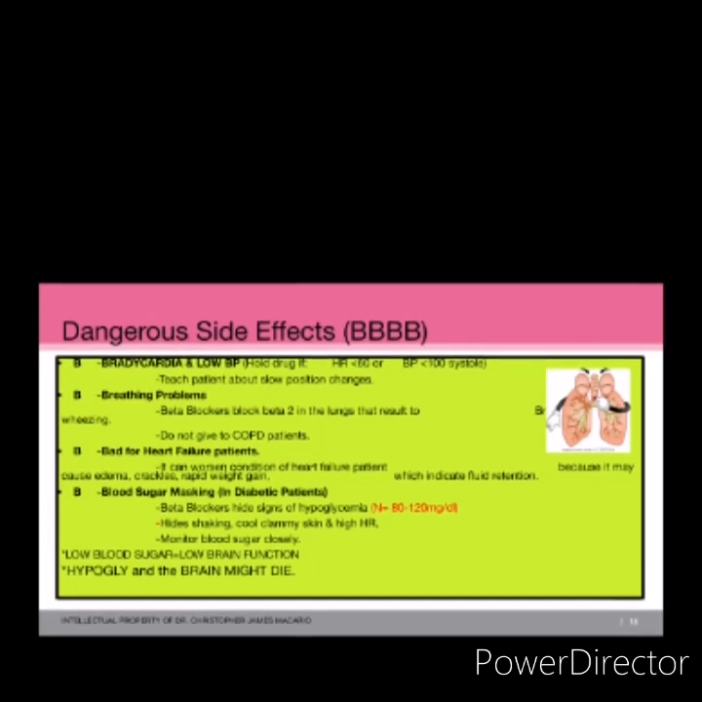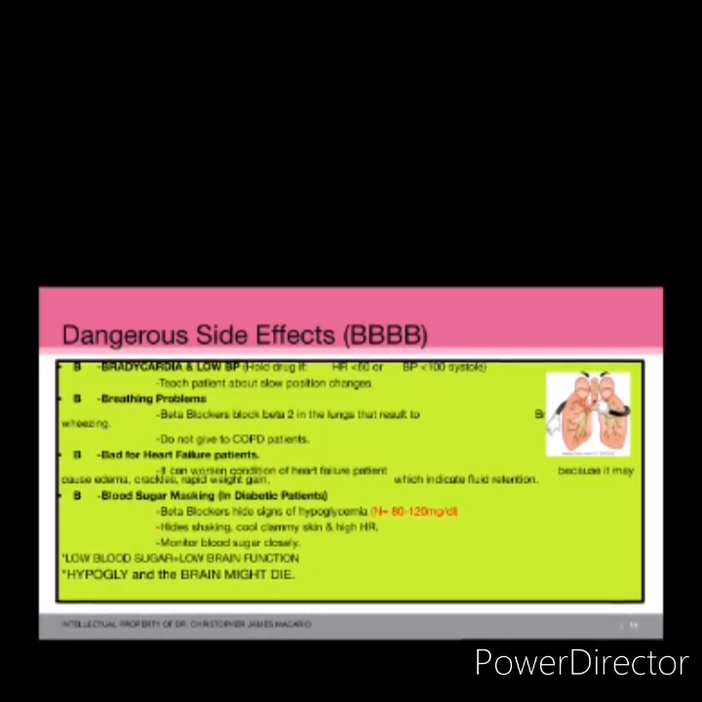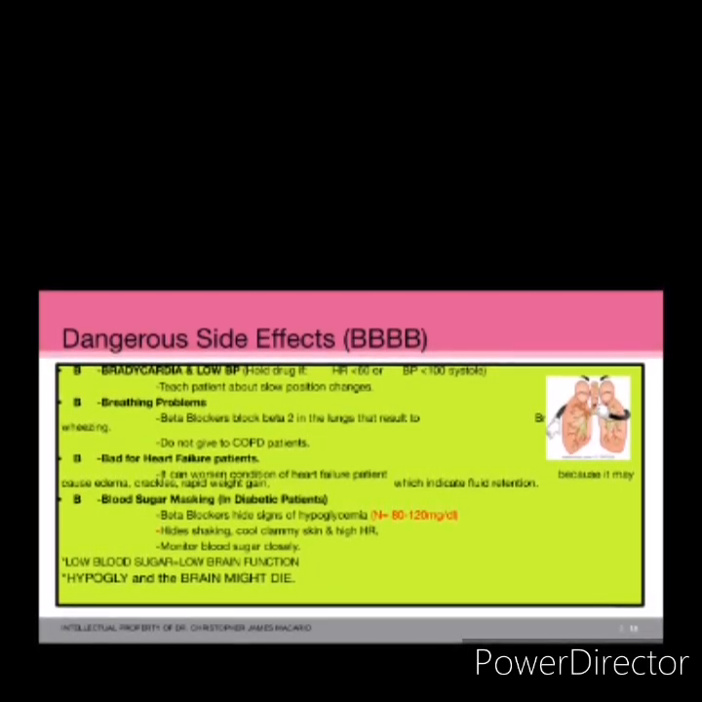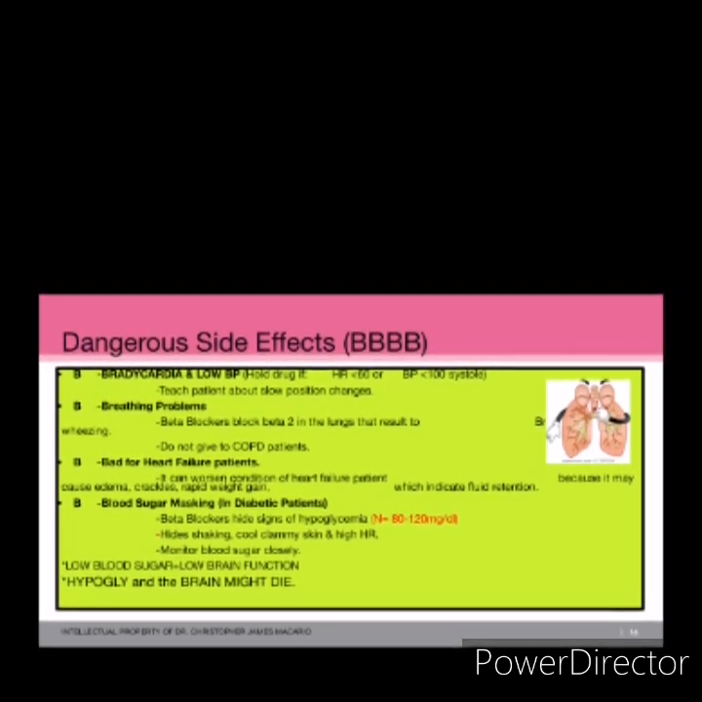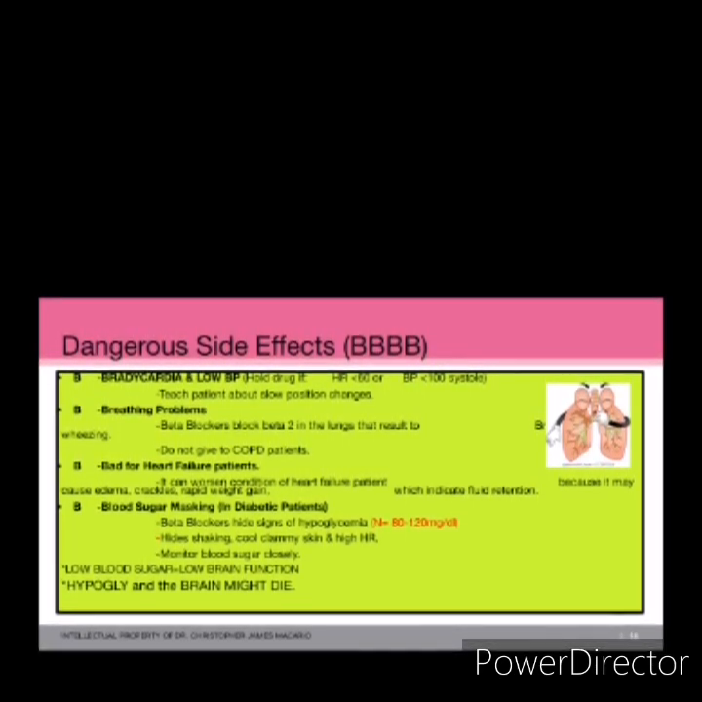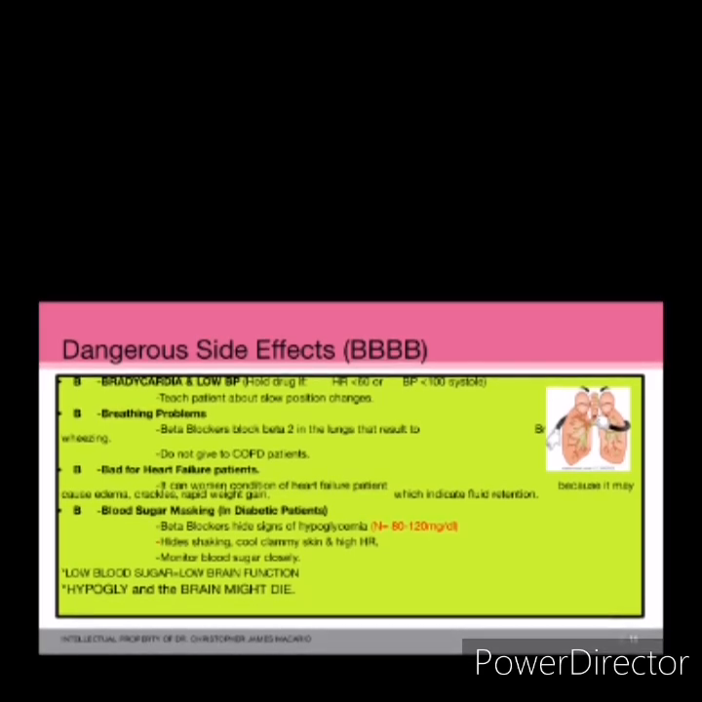Okay, so main word, relax the heart. Okay, and another B is blood sugar masking in diabetic patients.